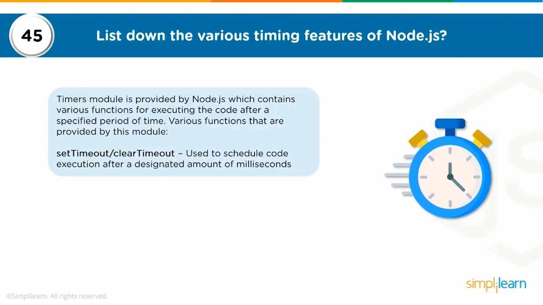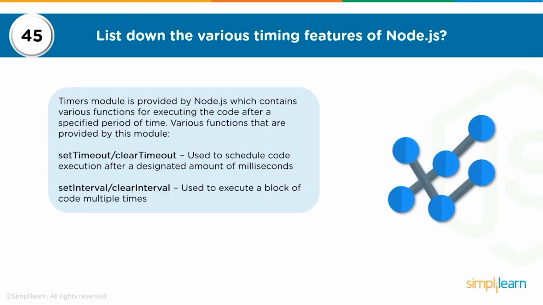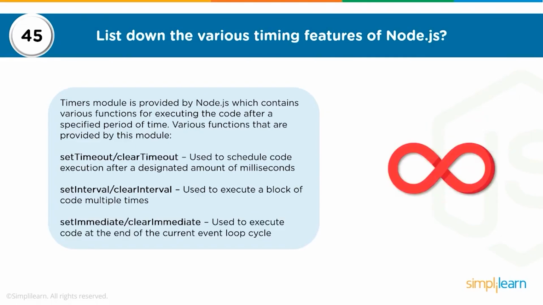So what are some of the various timing features in Node.js? So the timing functions that you could use here: setTimeout and then clearTimeout, used to schedule code execution that you'd have inside of your application. You also have setInterval and clearInterval to execute a block of code multiple times in your application. setImmediate and clearImmediate execute code that is at the end of the current event loop in your application.